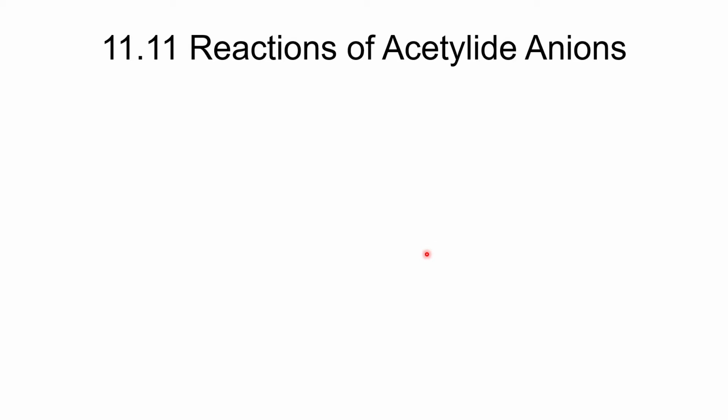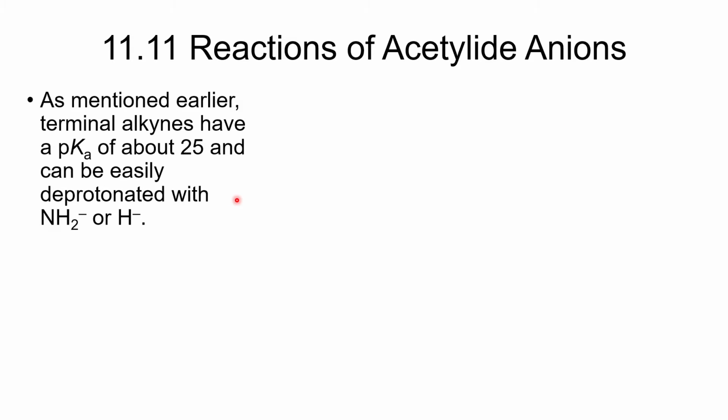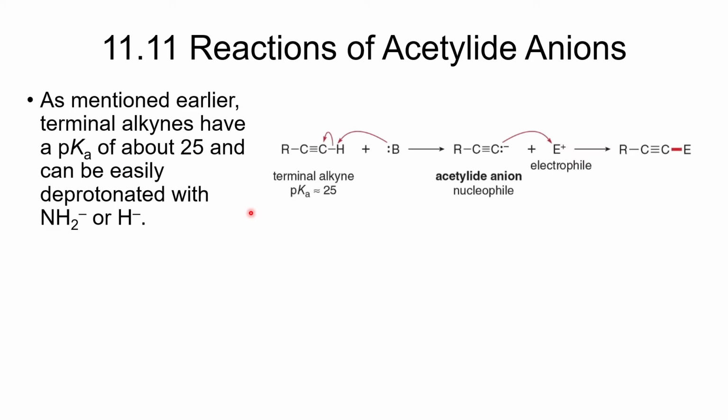So we now want to look at a reaction that is not an addition reaction. This is a reaction with acetylide anions. We saw earlier that alkynes have a pKa of about 25, which means if you use a very strong base like amide or hydride, then you can deprotonate them and form a nucleophile. And then that nucleophile can react with any number of electrophiles.